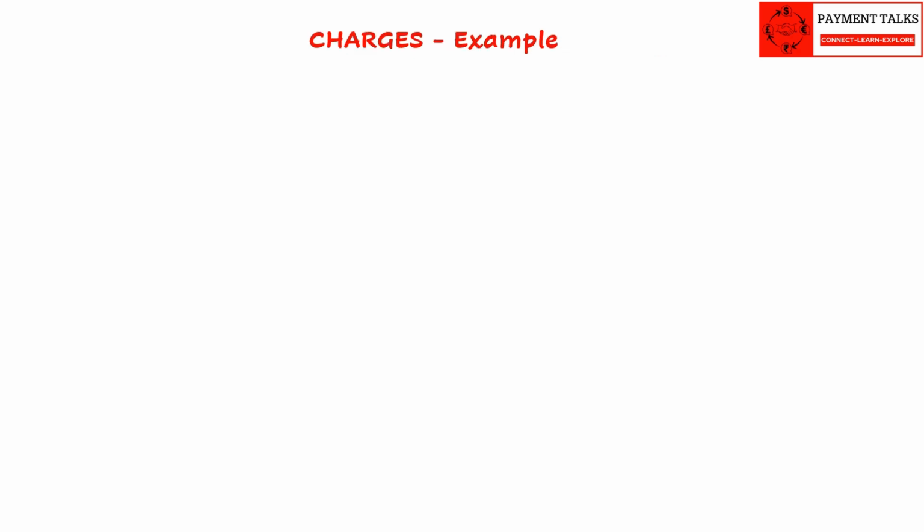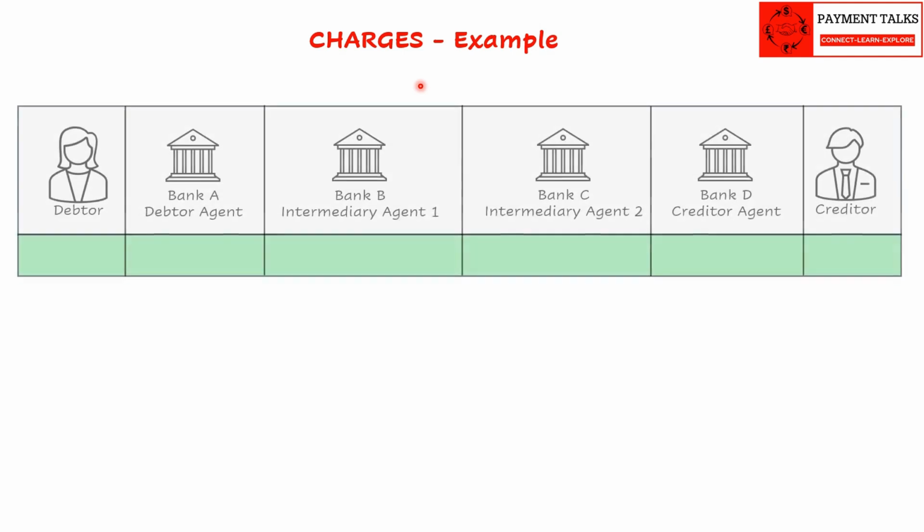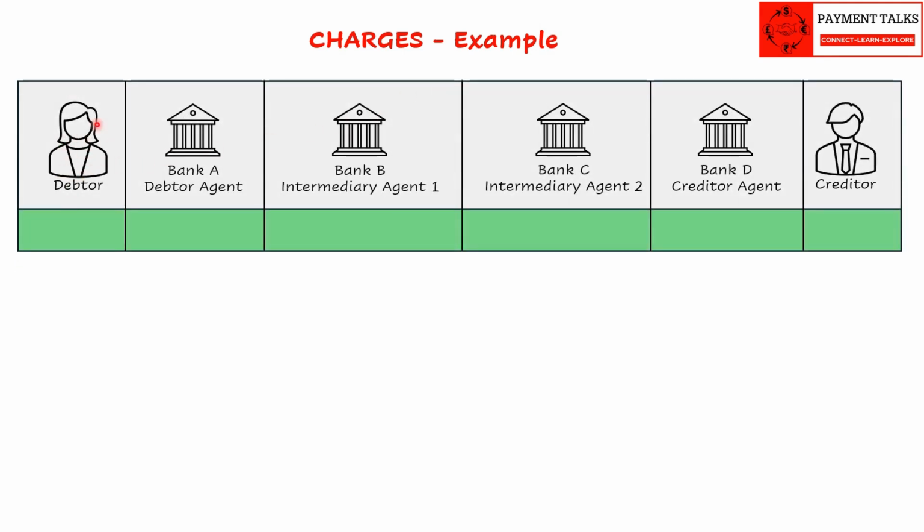Let us now look at an example to understand the charges and their calculations in detail for all the charge codes separately. We will take a single scenario where a person, the debtor, initiates a payment with an instructed amount of 1000 USD to be sent to another person, the creditor.